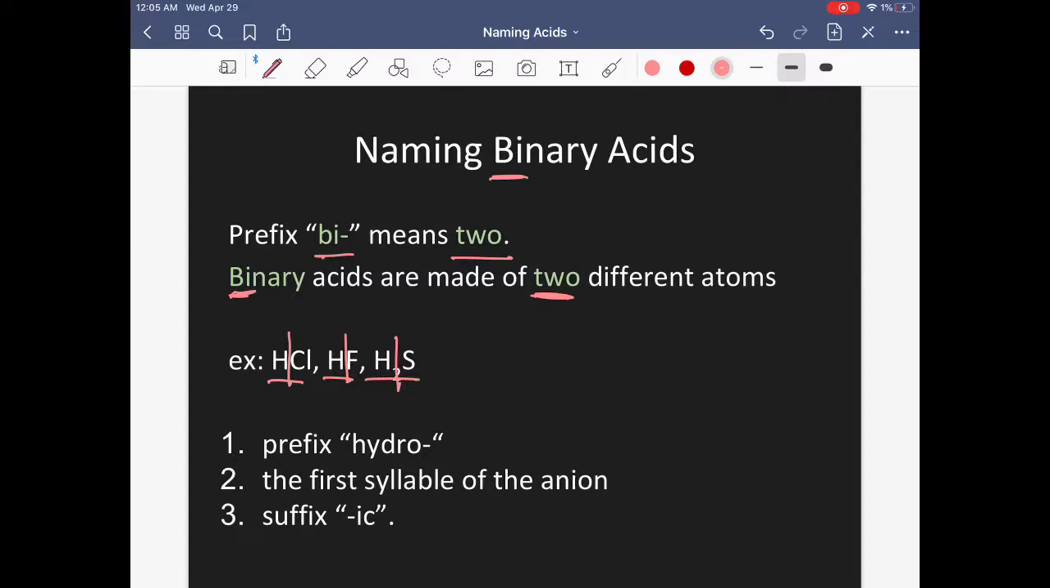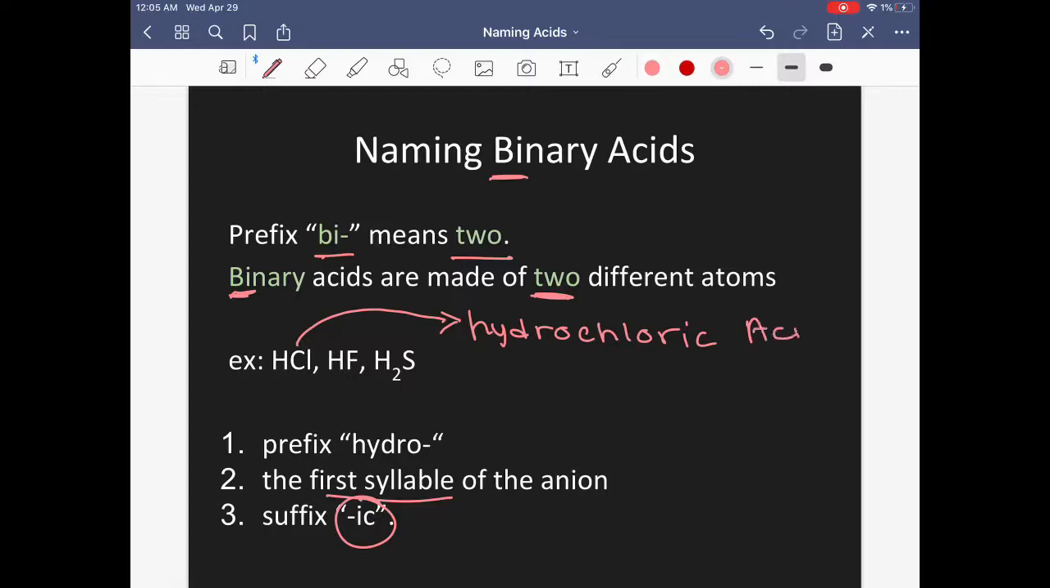All right, so let's take a look at what that means for these three examples that we have written here. For HCl, we know that's a binary acid, so I'm going to say hydro, all right? And then that is chlorine, so chlor is the first syllable of the anion, and then add the ending -ic: hydrochloric acid. Hydro is my prefix, -ic is my ending, and here's that anion. Remember, we said it's named off of its anion.